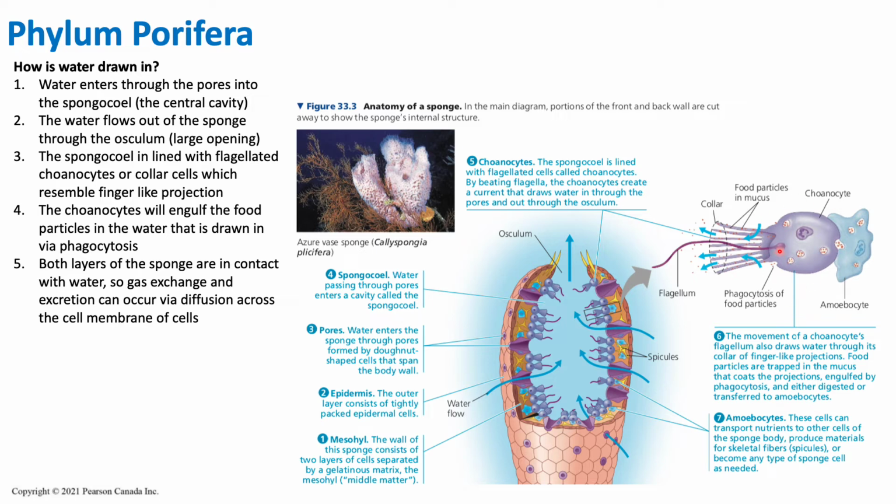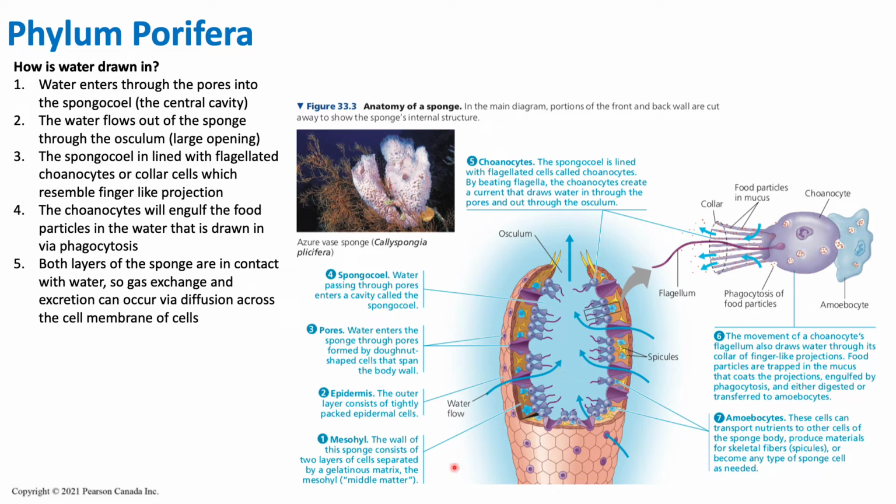Okay, so we have the water propelling inside because of the flagellating motion of these choanocytes. Water is being driven in, and then the food particles within the water are being trapped via phagocytosis by the choanocytes. Okay? Now here we can clearly also see the two layers. So we can see the inside cell layer is in contact with water and the outside layer is in contact with water. So all of the cells are able to exchange gases and excrete through diffusion.